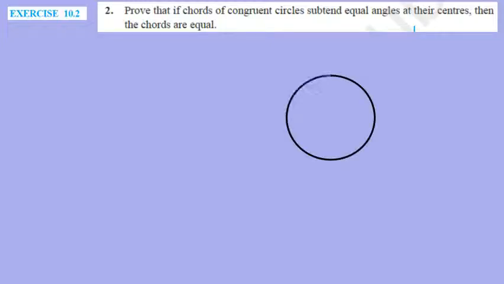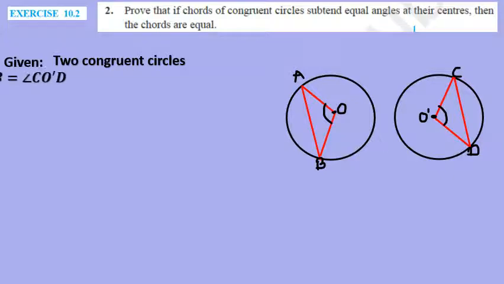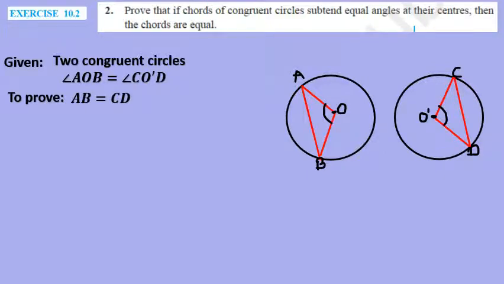So let us take two congruent circles, one with center O and the other with center O dash, and two chords AB and CD, and they subtend equal angles at the center. Now what is given? Two congruent circles, then angle AOB equal to angle CO dash D. That means the angles subtended by the chords at the center are equal. That is given. Now what we need to prove here? The chords are equal. That is, AB equal to CD we have to prove.